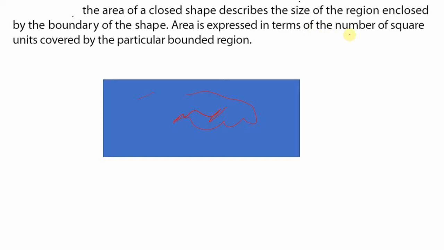The area is expressed in terms of the number of square units covered by the particular region, because we could have squares of the same size filling it. You can think of the tiles in a room, filling this and then just adding all of those square units. That will give you the area.